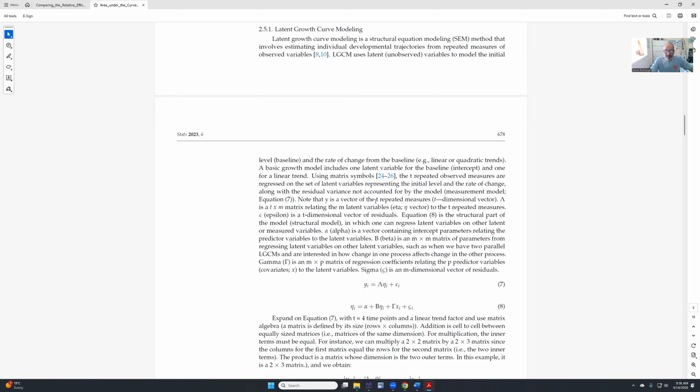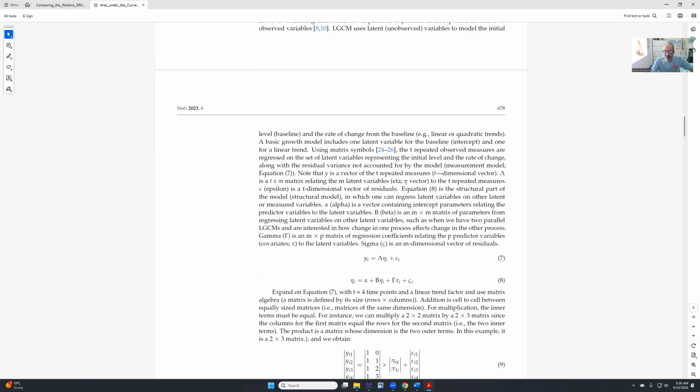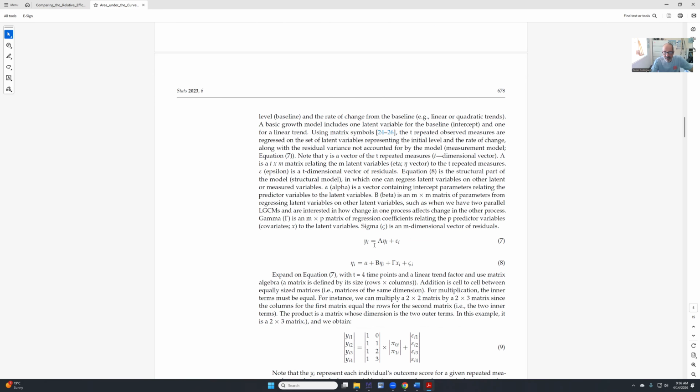So using matrix symbols, let's say t equals time. The t repeated observed measures are regressed on the set of latent variables representing the initial level and rate of change, along with the residual variance not accounted for by the model. You can see that in equation 7 here. So we have some outcome variable, or in this case a vector of outcomes, because we have more than one. Here we have more than one outcome with 4 different time points, so it's a vector.